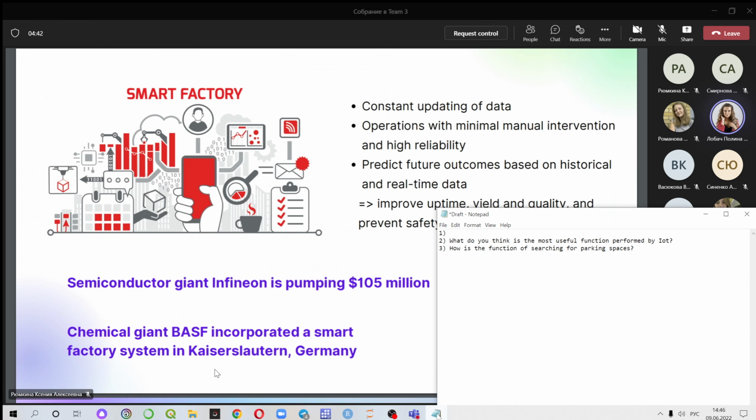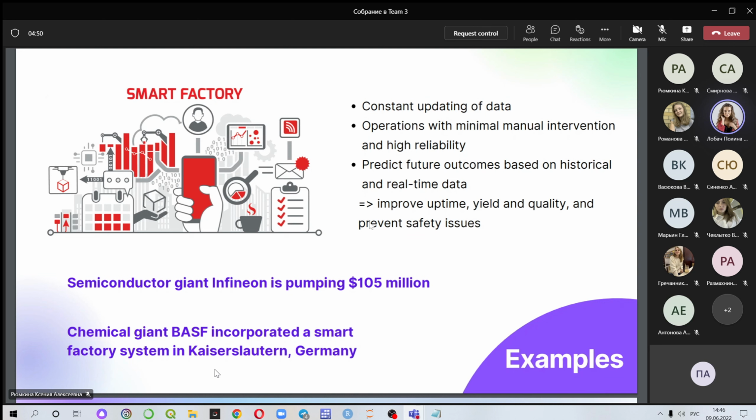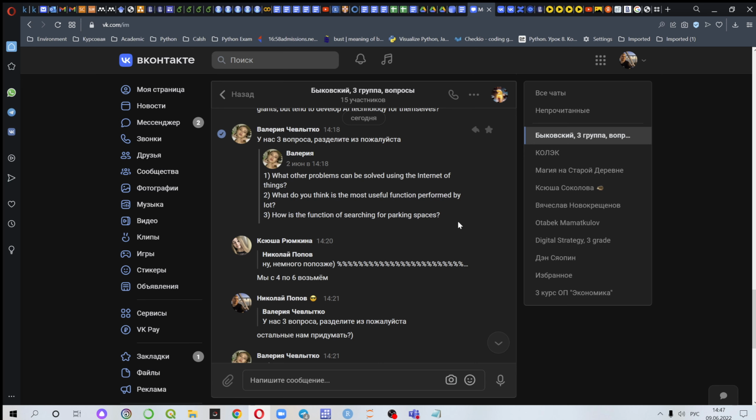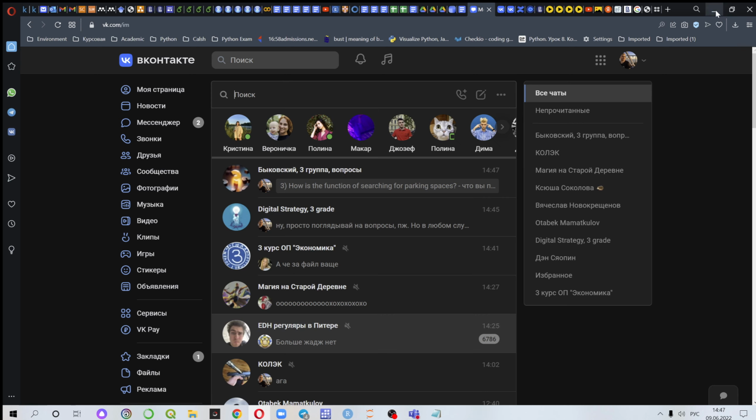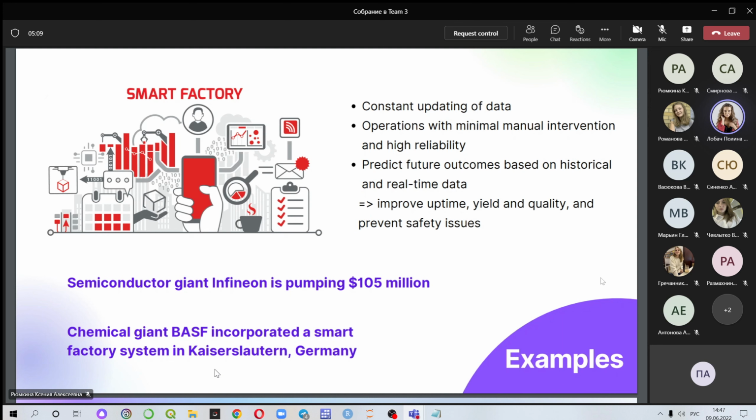Firstly, continuously pull data sets from sources, ensuring data is constantly updated and reflects current conditions. Secondly, execute operations with minimum manual intervention and high reliability. Also, the ability to predict future outcomes based on historical and real-time data can improve uptime, yields and quality and prevent safety issues. Being agile allows adapting to schedule and product changes with minimum intervention. And in addition, one of the advantages of a smart factory is the ability to experiment in real time, having a lot of production data. For example, change the production technology and immediately evaluate the result of its implementation.